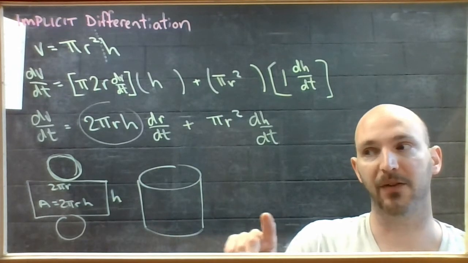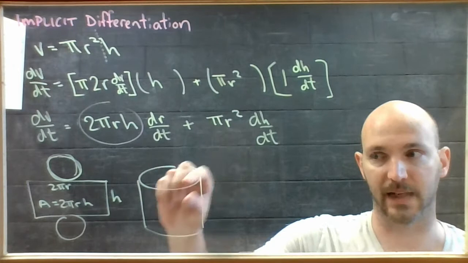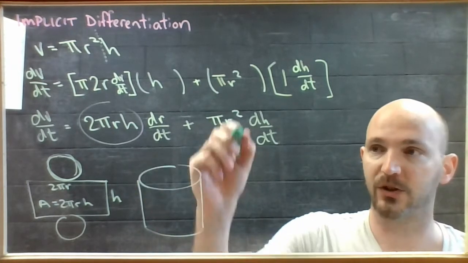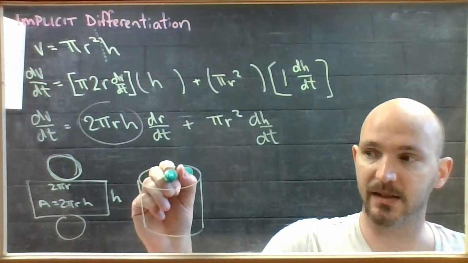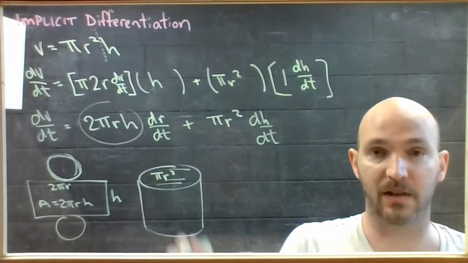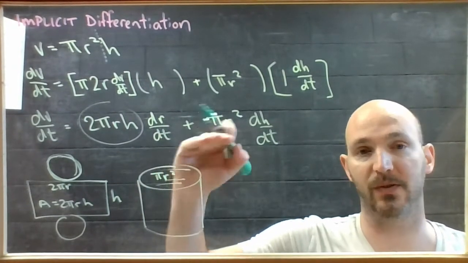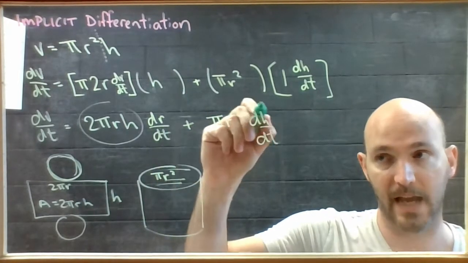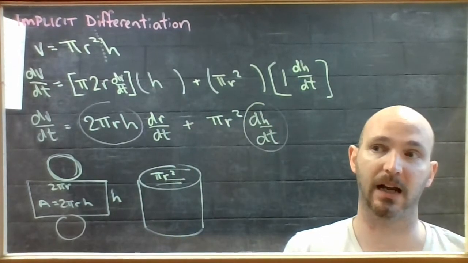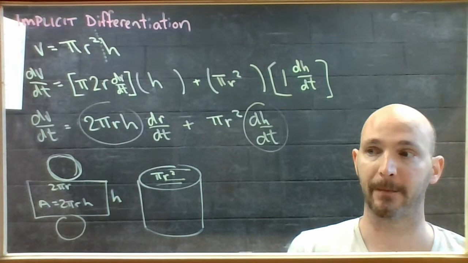If I did it the other way, I keep the radius constant and I let the height grow. Do you notice that pi r squared is the area of this piece on top? So what I'm adding is circles on top at a rate determined by how the height is changing.